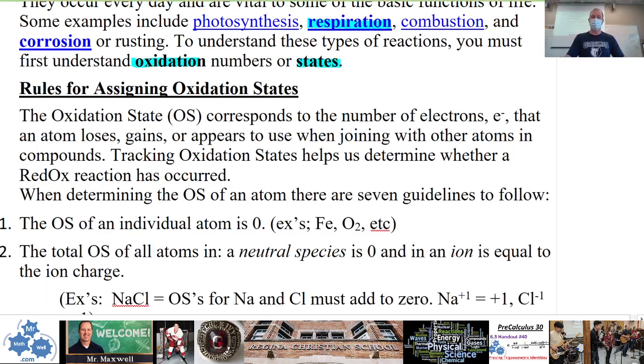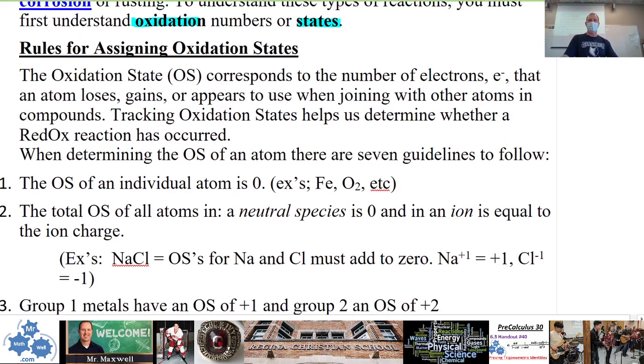So how do we find out oxidation states for elements that are inside of compounds? There are some rules we can follow. The oxidation state, OS, corresponds to the number of electrons, and that's e⁻, the e with a little negative exponent.